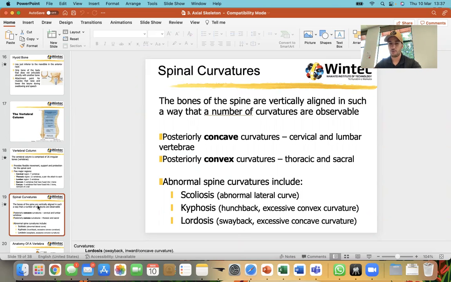And these are just 3 of the spine curvature abnormalities. So scoliosis, kyphosis, and lordosis. One is a hunchback, one is a swayed back, and the other has an abnormal lateral curvature, okay?